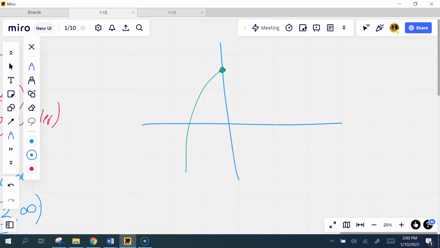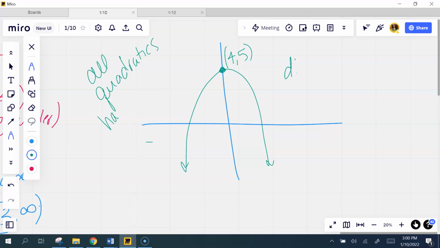Let's say this vertex is (4, 5), and I want the domain and range. So of course the domain here, and this is true for all quadratics, is... when that recording cut off, I'm really sorry. All quadratics have the domain of -infinity to infinity. So the domain here is -infinity to infinity for this quadratic that's going down.